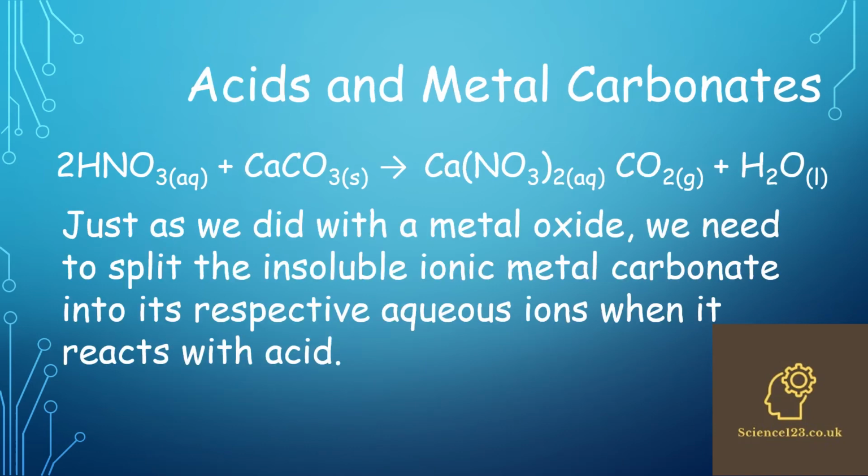Finally, the reactions between acids and metal carbonates. Here is an example, which is again similar to one which you may have carried out yourself. You may have carried out a reaction between acid and marble chips. Marble chips contain calcium carbonate, as shown here, but this time I'm going to use nitric acid. Here is the full balanced symbol equation, which you will need first of all. But just as we did with the metal oxide, we need to split the insoluble ionic metal carbonate into its respective aqueous ions when it reacts with acid.